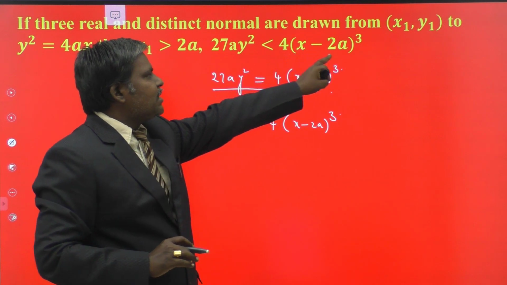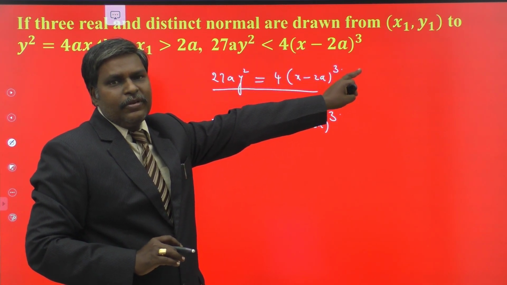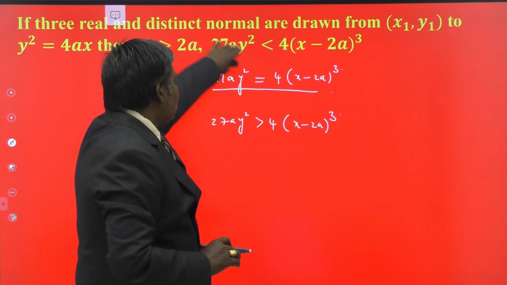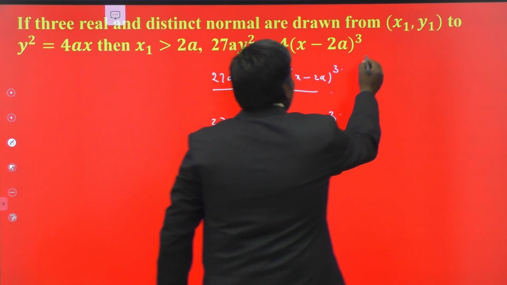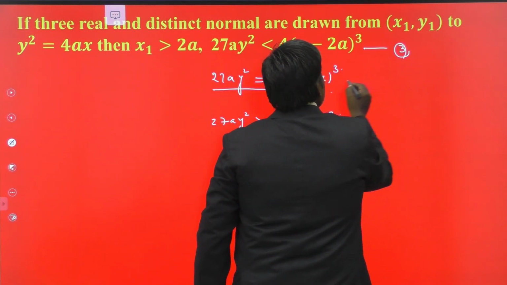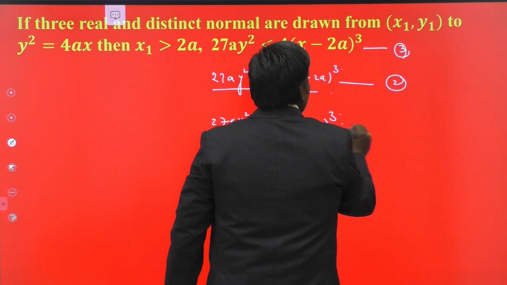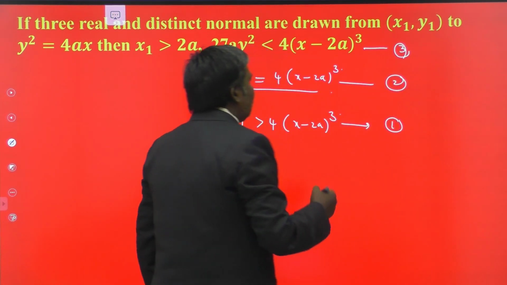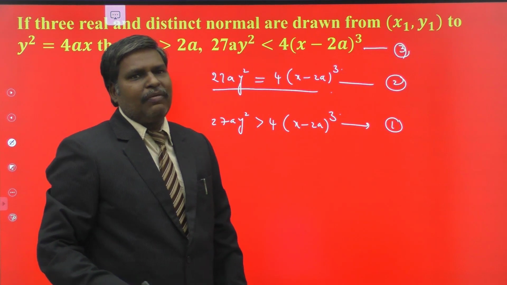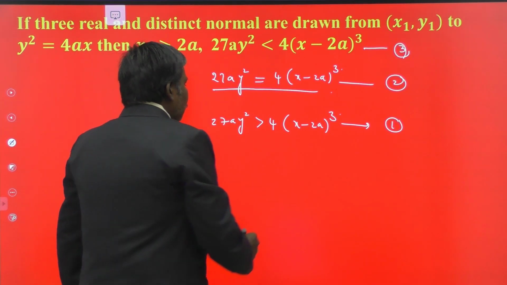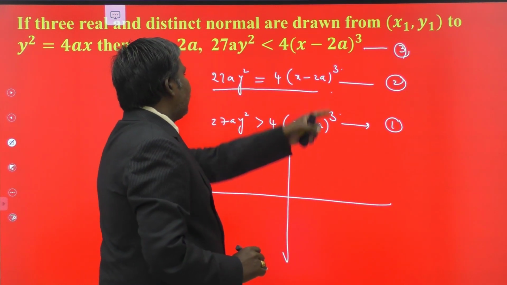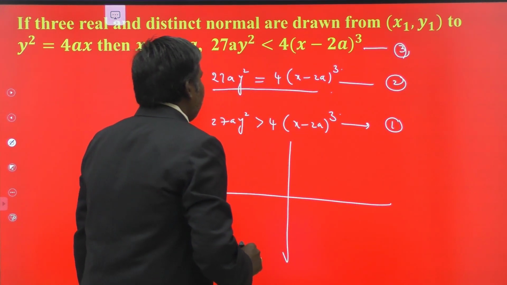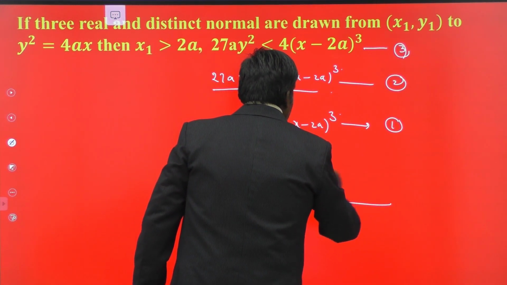But your point is a general point in the plane of y² = 4ax. These 3 results must also be satisfied. In this case, we draw 3 real and distinct normals. In this case, 2 real and distinct normals. In this case, only one normal is drawn from that point (x₁, y₁) to your parabola. So, if you want to draw the graph of this curve, 27ay² = 4(x − 2a)³, suppose your curve is in this manner.